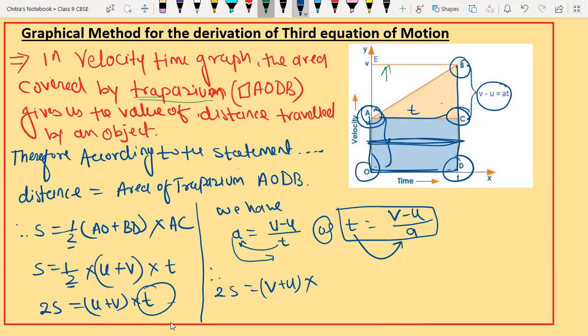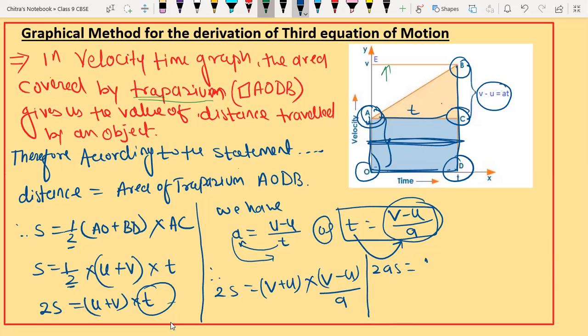Okay. So what is T? We are putting this value of T here. It is V minus U divided by A. So now I'm going to transfer A also to the other side. So it will become 2AS. Is it or not? Yes, sir. So it equals V plus U into V minus U, and the left side becomes 2AS now.